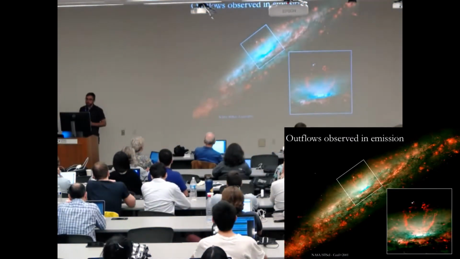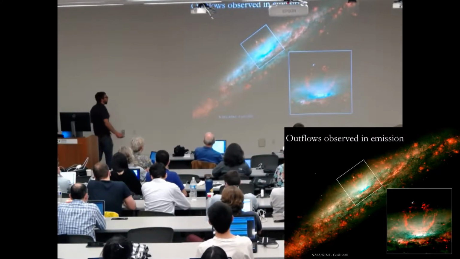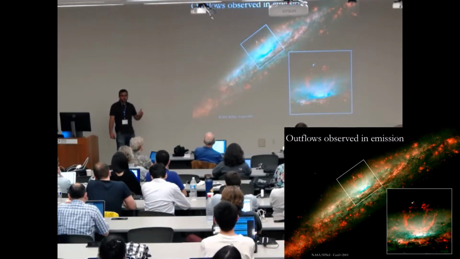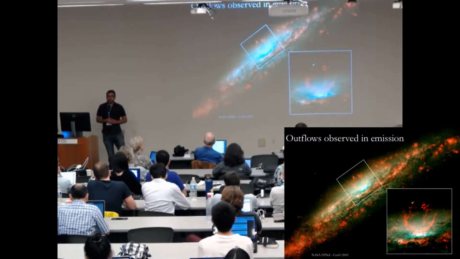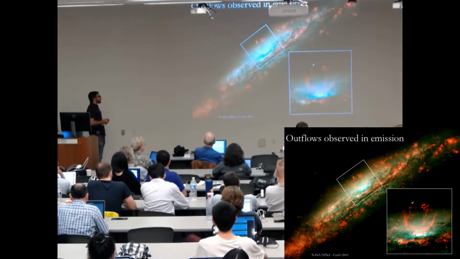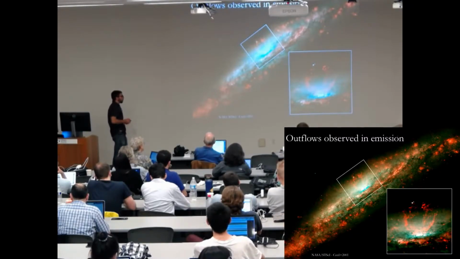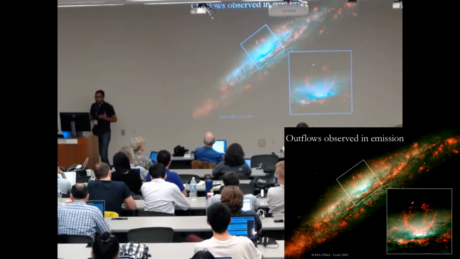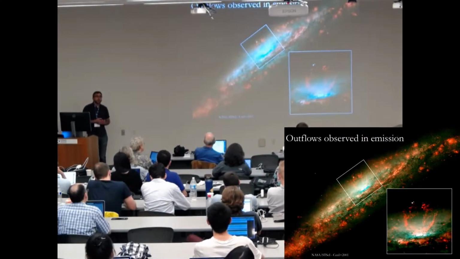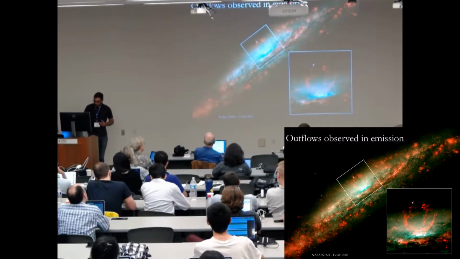Furthermore, in some instances, we can observe outflows in emission where we get a little bit more information, or I should say different information, than we get through these down-the-barrel spectroscopic observations. Here, in this spectacular example, we are able to see this super bubble blown in the circumnuclear starburst galaxy. And so here we get information about the morphology as well as the extent of the outflow, but the velocity information is a little harder to come by.